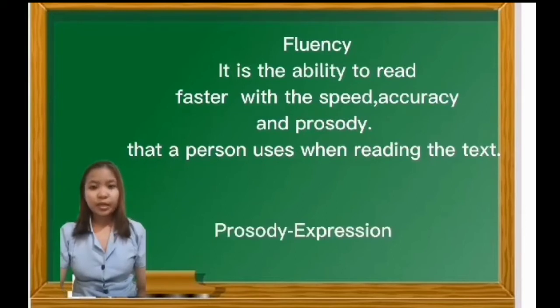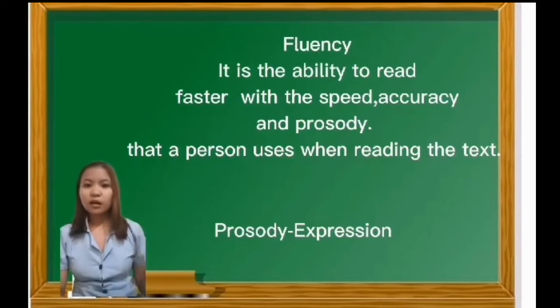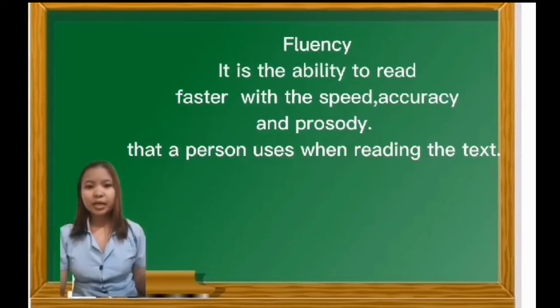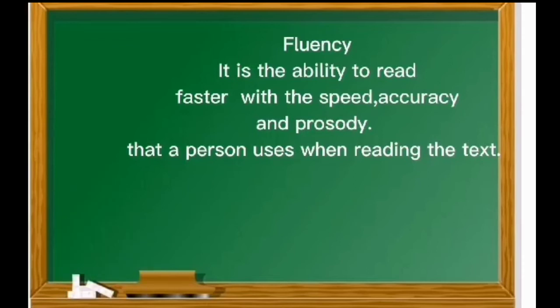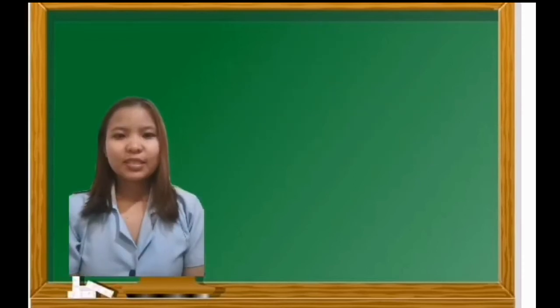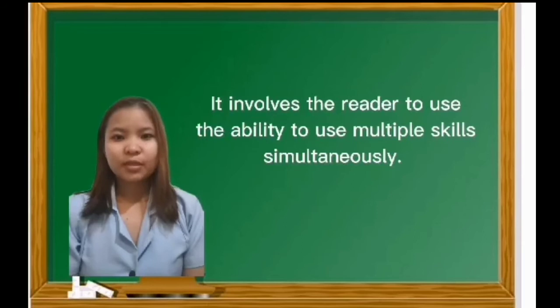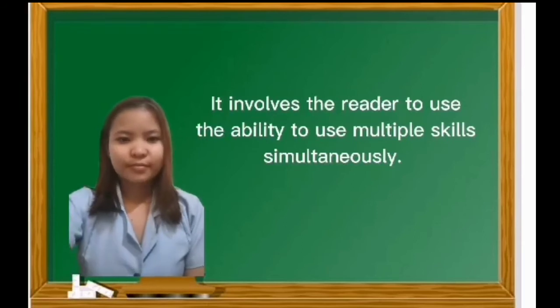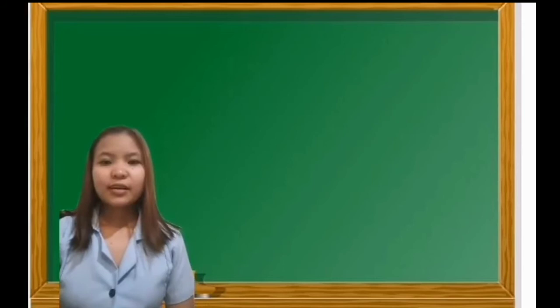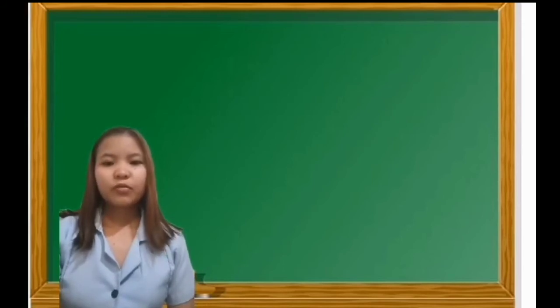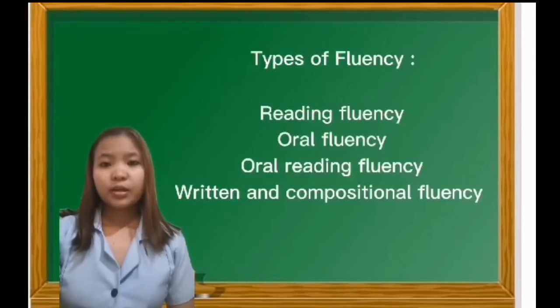Okay. Fluency is the ability to read faster, with speed, accuracy, and prosody. When we say prosody, it is our expression, the way we read a text. It involves the ability to use multiple skills simultaneously. Okay. There are types of fluency: reading fluency, oral fluency, oral reading fluency, and written and compositional fluency.